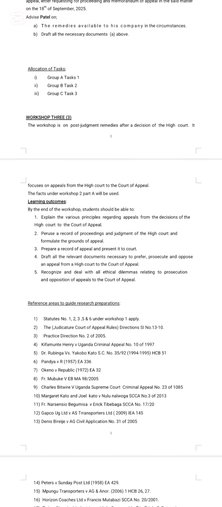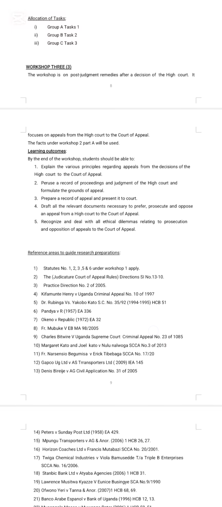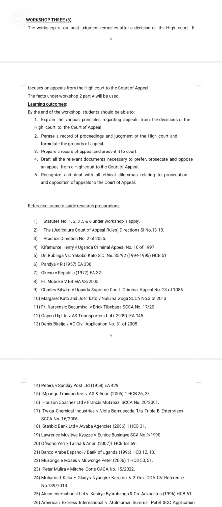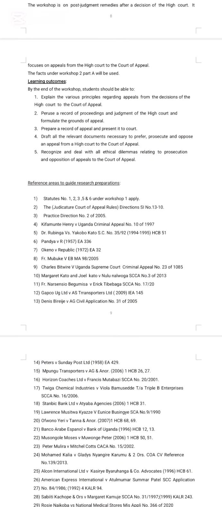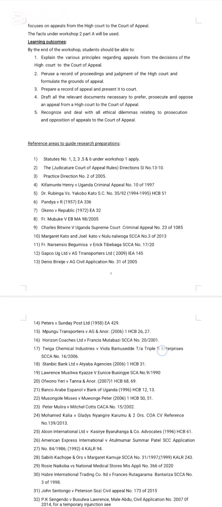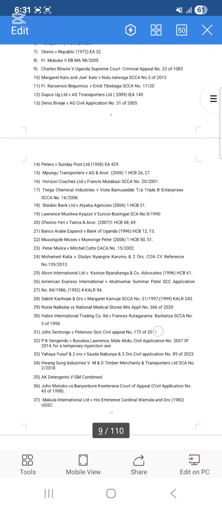Then workshop 3. This workshop is on post-judgment remedies after decision of the High Court. It focuses on appeals from the High Court to the Court of Appeal. The facts under workshop 2 part A will be used. By the end of the workshop, students should be able to: 1. Explain the various principles regarding appeals from the decision of the High Court, produce a record of proceedings, prepare a record of appeal, draft all relevant documents, and organize and deal with ethical issues. So basically that was it, and we have the annexures.